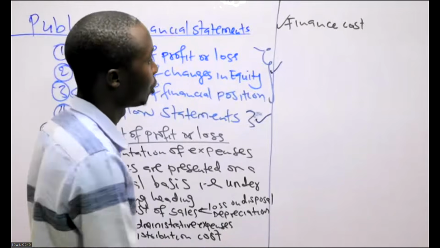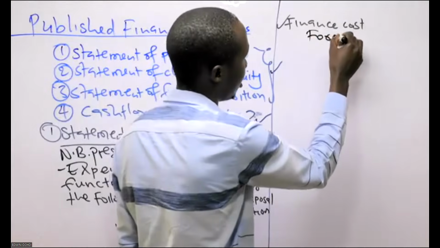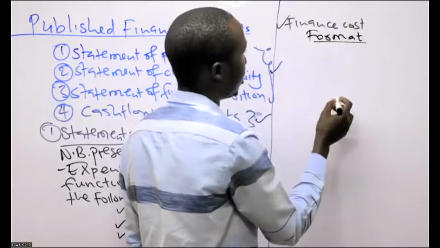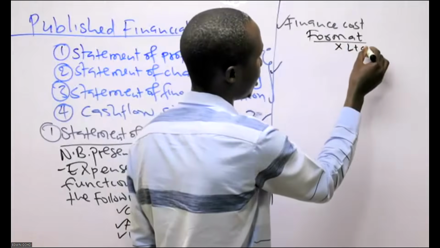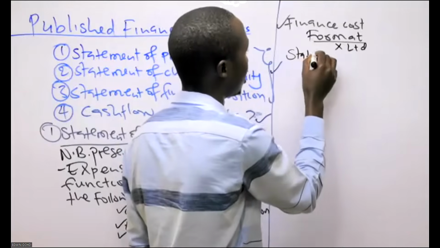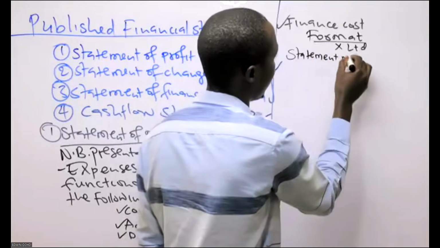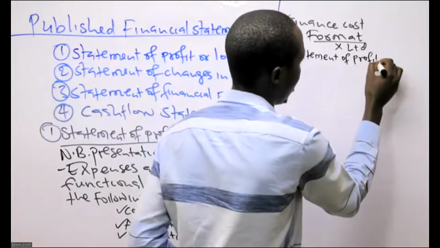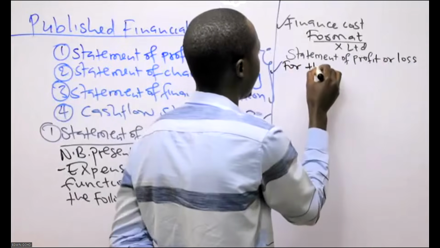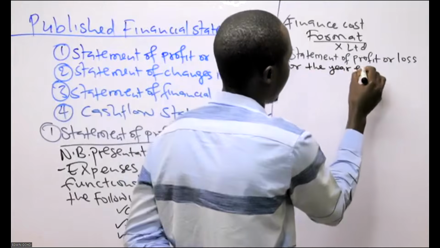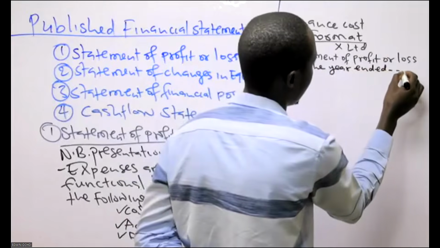Then now you need to know how the format looks. The format. Remember that you have to write the heading. Let's say, for example, X Limited, statement of profit or loss, for the year ended a certain period there.